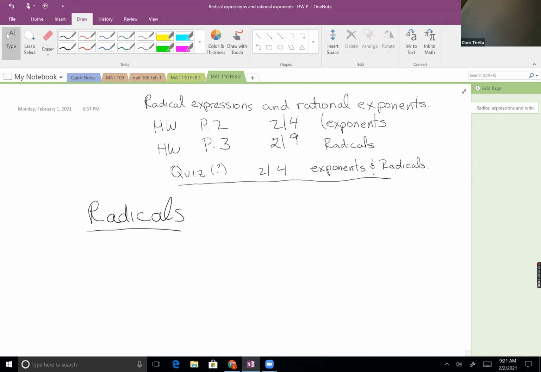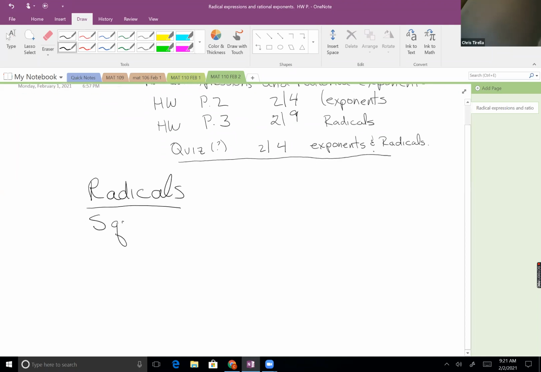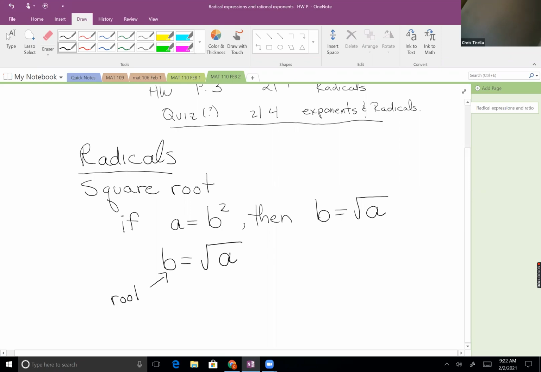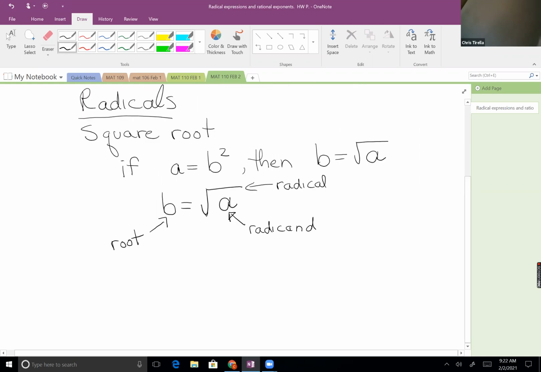And we're going to focus on one type of radical first, and that's going to be a square root. And so we're going to define it to say that if A is equal to B squared, then B is the square root of A. When I write B equals the square root of A, B is called the root. The symbol is called the radical. And what's underneath the radical is called the radicand.